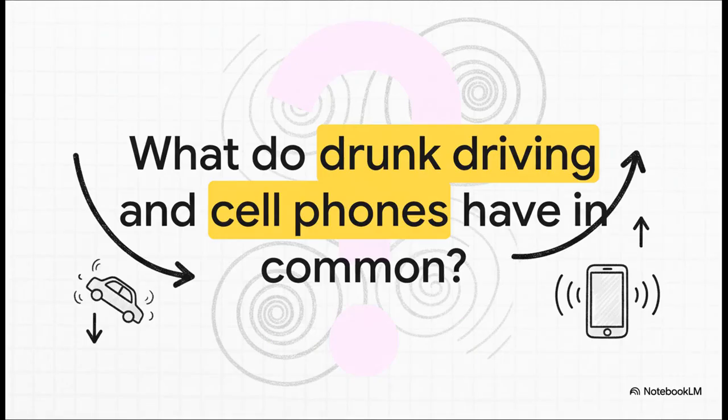So here's a bit of a riddle for you. What could possibly connect drunk driving data with how we all started carrying cell phones? It sounds completely random, right? But the answer shows us something really fundamental about how change happens. Both of these things, believe it or not, follow a predictable mathematical shape.